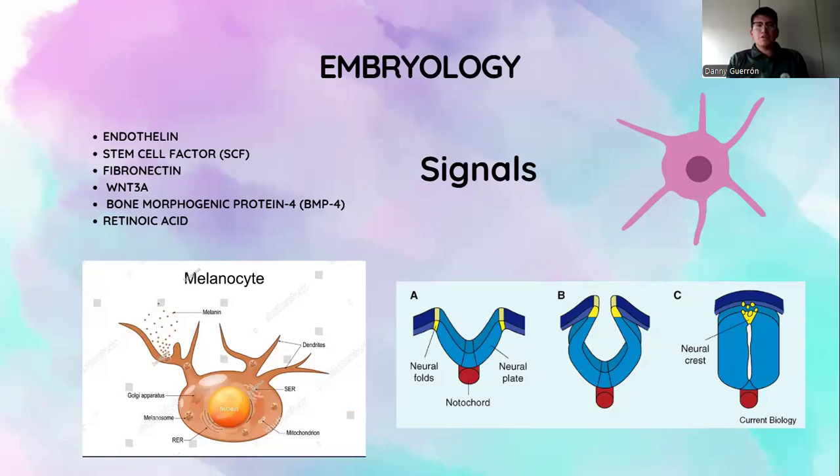Embryology. Melanocytes originate from neural crest cells. During the embryonic period, they migrate through the mesenchyme located in their respective site. This is because melanoblasts respond to various signals such as endothelin, stem cell factor, fibronectin, Wnt, bone morphogenetic protein 4, BMP4, transforming growth factor beta, retinoic acid, and hepatocyte growth factor.